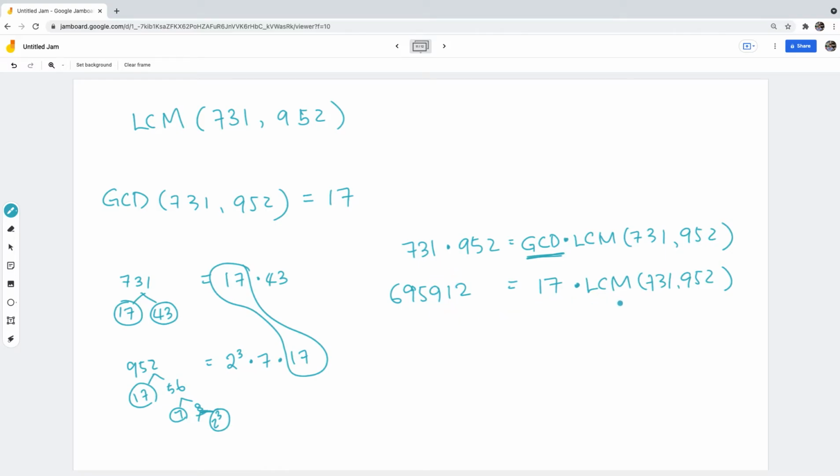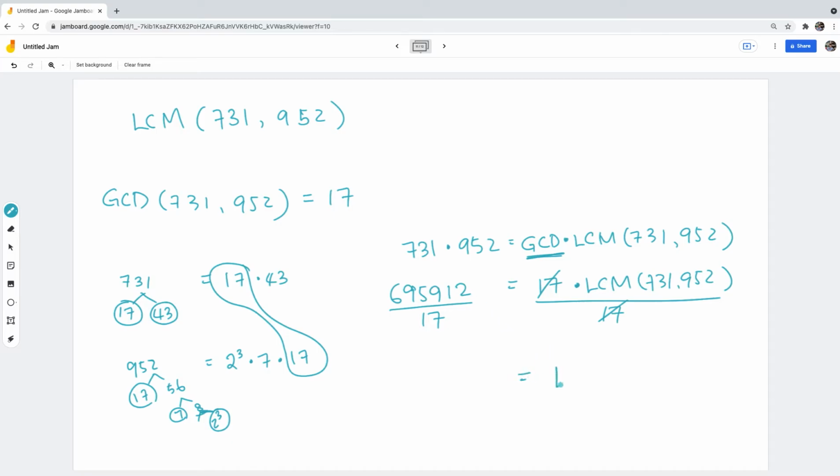695,912. Well, to find the LCM, since it's multiplied by 17, we can divide both sides of the equation by 17. This is the same as multiplying both sides by 1/17. So the property name for this one is, yes, the multiplication property of equality. The equality doesn't change when you multiply the same number on both sides of the equation.